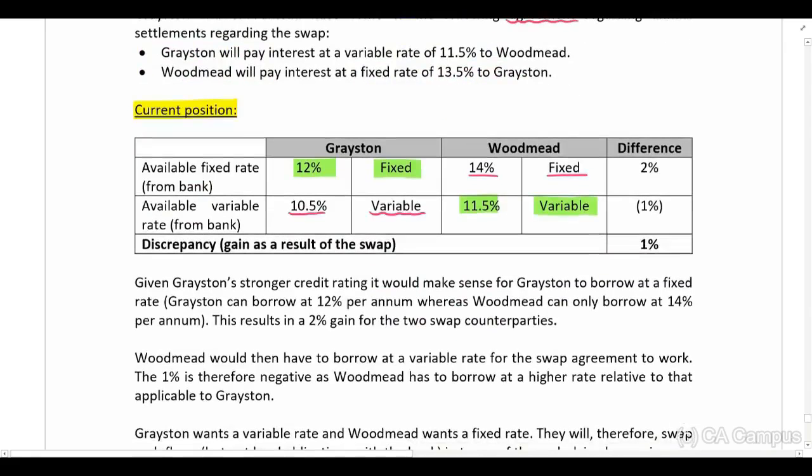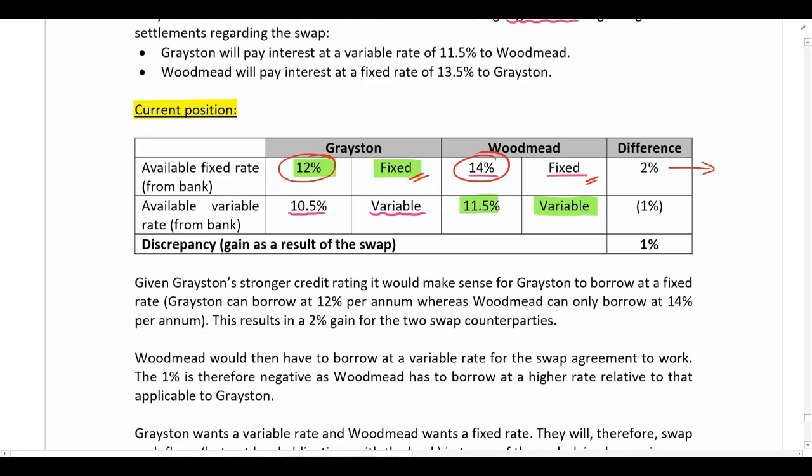Now what we need to do is analyze whether a swap agreement will actually work between these two companies. So first, let's compare the different fixed rates that are available to the different companies. Grayston can pay interest at a fixed rate of 12%, and Woodmead can pay interest at a fixed rate of 14%. So please note, Grayston's interest rate is 2% lower than the interest rate that Woodmead would pay if they had a fixed rate of interest with their bank.